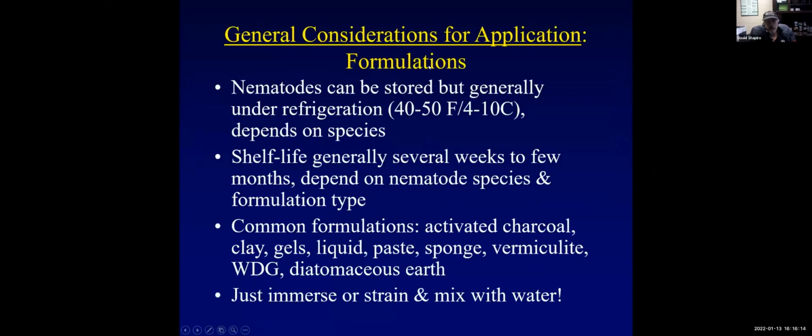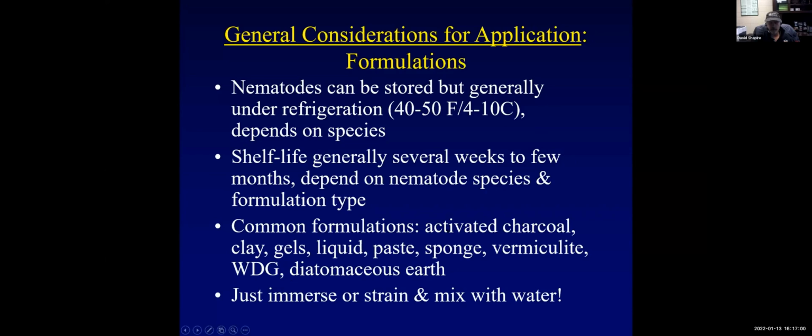So if you're applying these nematodes, one thing you always have to remember for many of these microbial control agents or any biocontrol agents, if you're getting a product that's alive, you have to keep that in mind. Unlike chemical insecticides, these organisms can die. And so if you mistreat them, don't handle them in the proper fashion, they'll die and they're not going to be of any help to you. So the nematodes can be stored, but generally under refrigeration. Depends on the species, the optimum temperature. A shelf life can be several weeks to a few months, depending on the nematode species and formulation.